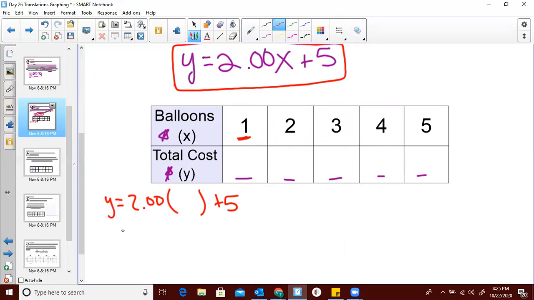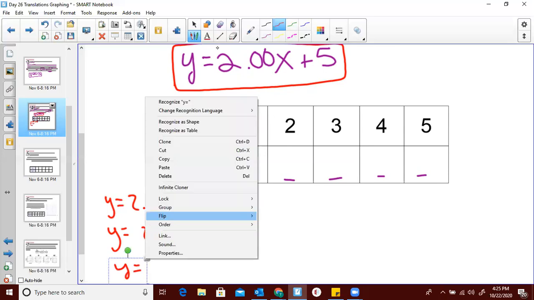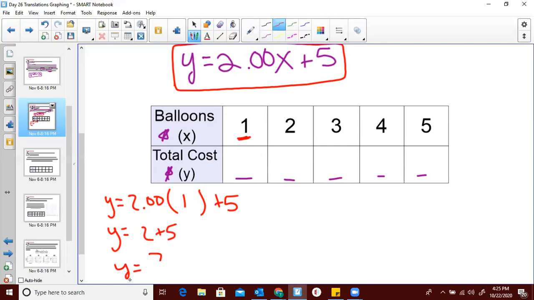So when I put a 1 in for x, I'll get y equals 2 times 1, which is 2, and then bring down everything I didn't use, which is 5. Add your 2 and your 5, and you get y equals 7. And if I do it for 2, I get y equals $2.